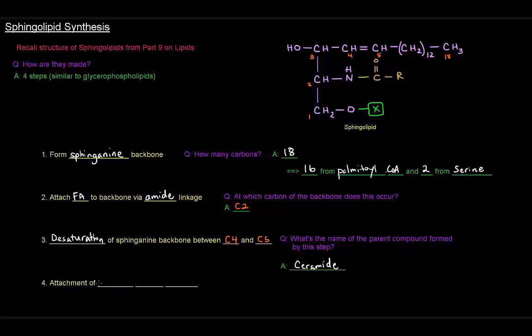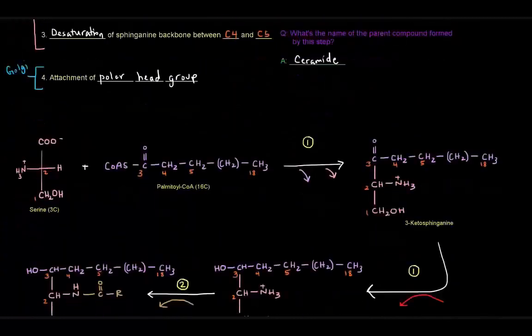After that, the last thing to do is have the attachment of the polar head group, depending on what it is. So these first 3 steps here occur in the smooth ER, and this last one occurs in the Golgi. Okay, cool. Let's move on and see these steps.